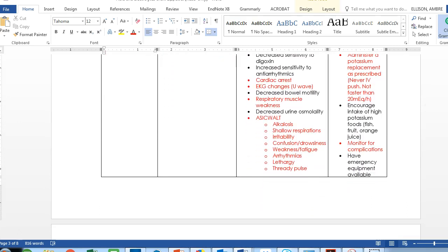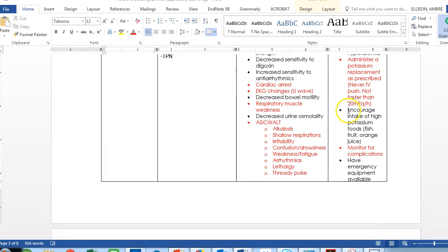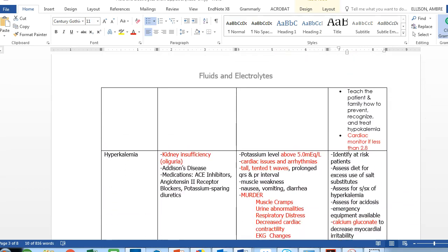You want to make sure you encourage an intake of high potassium foods such as fish, fruit, citrus fruits, avocado. Just make that red because you need to know that. And then you want to make sure that you put them on the cardiac monitor if their potassium is less than 2.8. So for hyperkalemia, things that cause an elevated potassium, we have kidney insufficiency, oliguria.